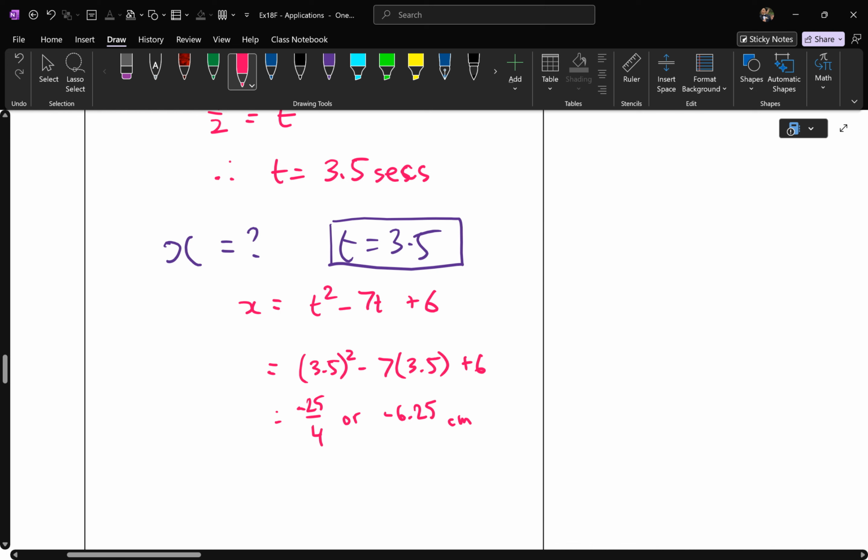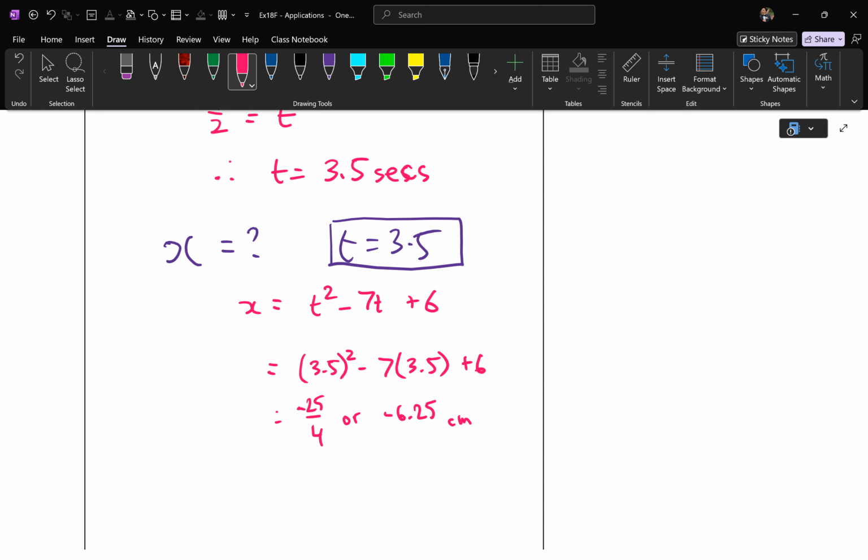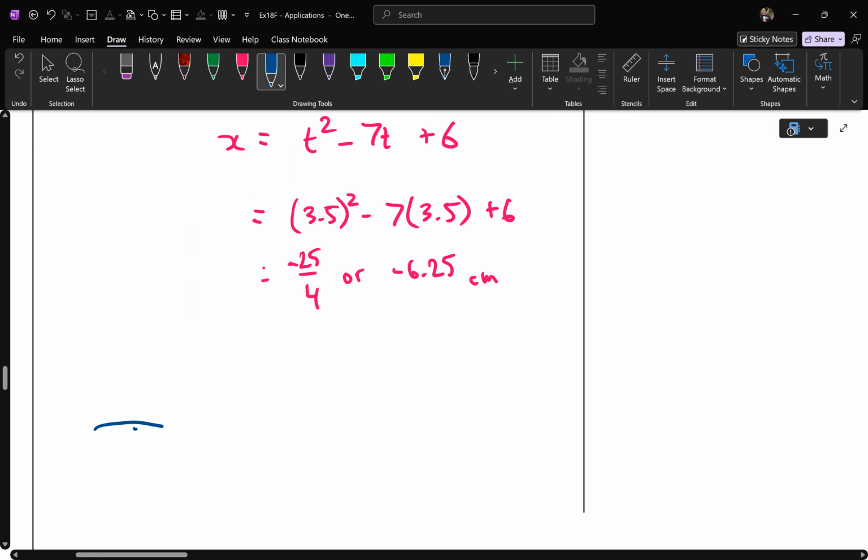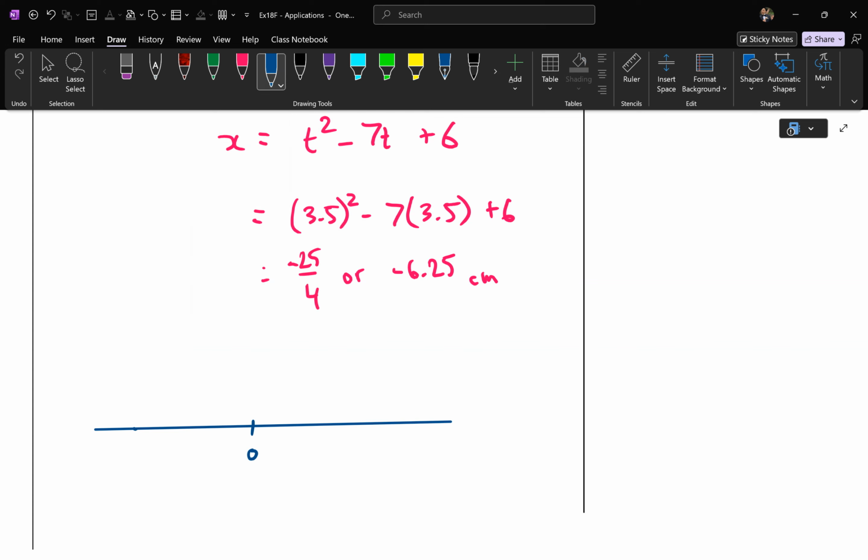So what does this mean? What does it mean when you say position is negative 6.25? Remember, you've got a number line. It started off at an origin, which is the center point. Positive usually means towards the right, negative means to the left of the starting point. So we know that after 3.5 seconds, it will end up at negative 6.25. This is where the particle is after 3.5 seconds. So draw out the diagram, because one of the problems here is that you have to learn to read what happens to the particle.